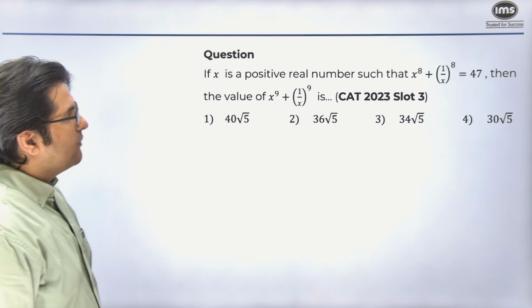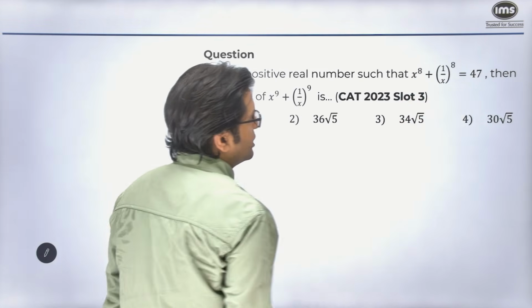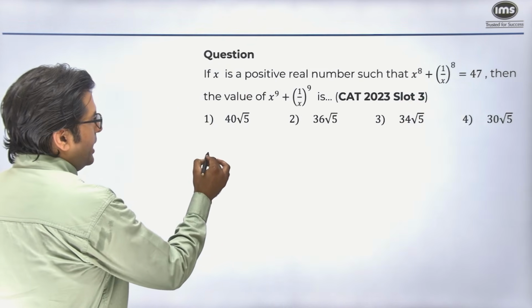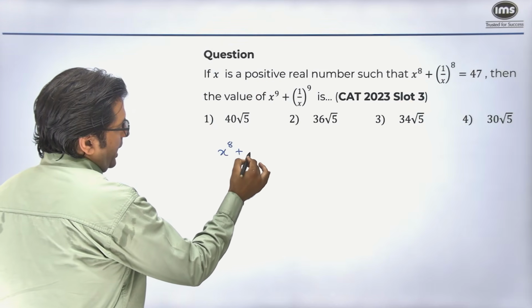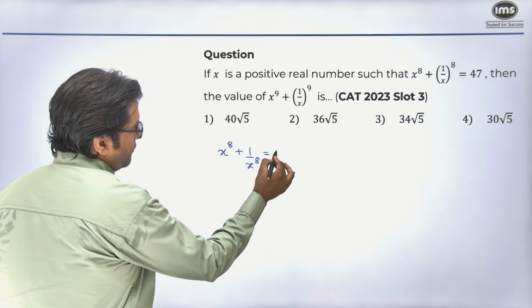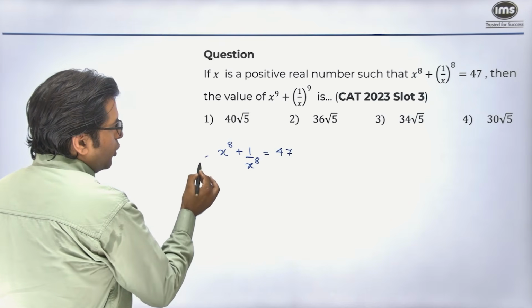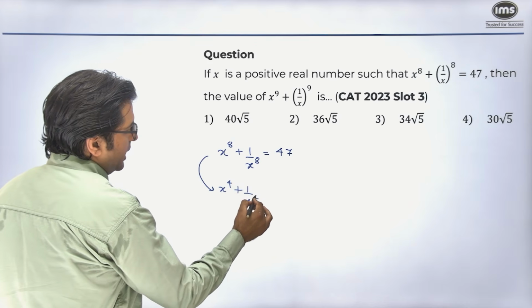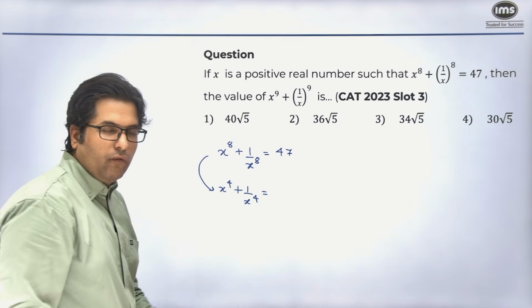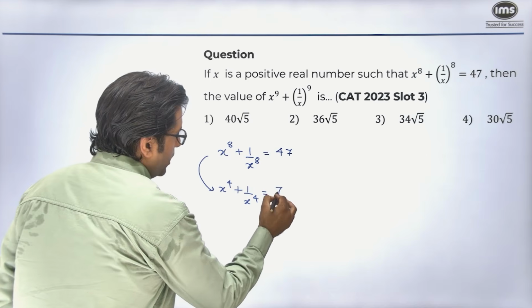So if x is a positive real number such that x to the power 8 plus 1 by x to the power 8 is 47. So now I'll go with the same flow and say, given that x to the power 8 plus 1 by x to the power 8 is 47, can I go down and calculate x to the power 4 plus 1 by x to the power 4? Yes. I just need to add 2 and take under root. 47 plus 2, 49. Under root is 7.